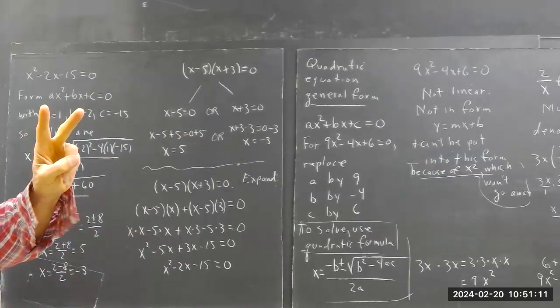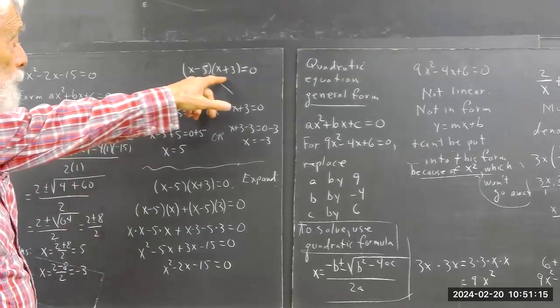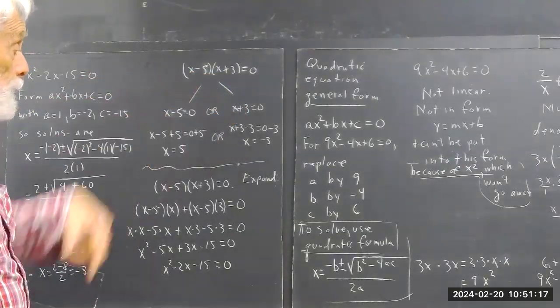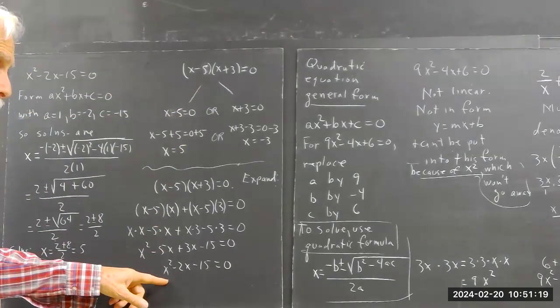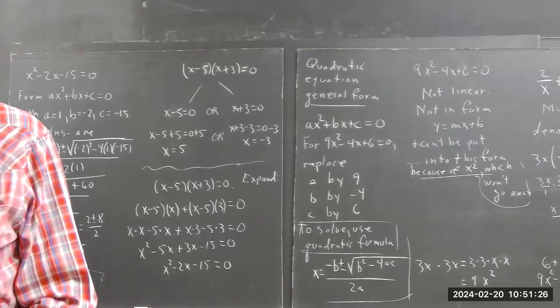Okay, so there are 2 ways you can solve a quadratic equation. One way is if you can factor it. If you put it in factor form, that's pretty easy. And if you can't put it in factor form, then use the quadratic formula, which is also pretty easy. You just got to be careful about your numbers.